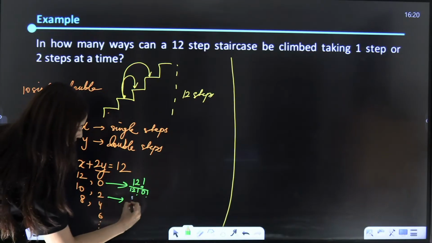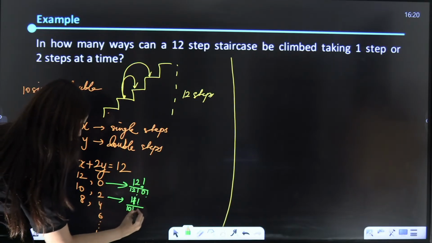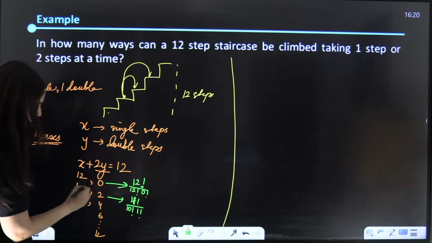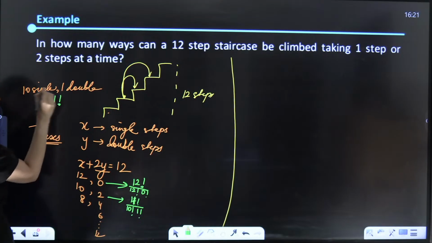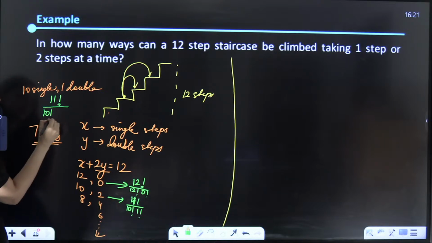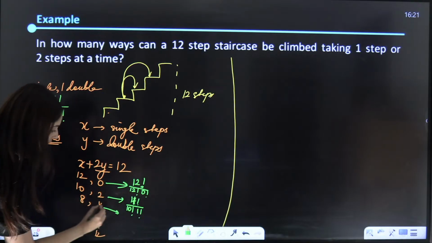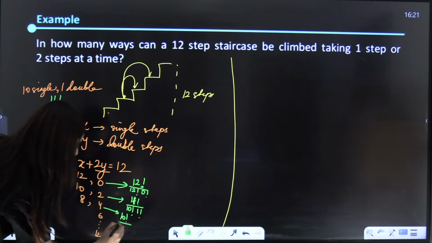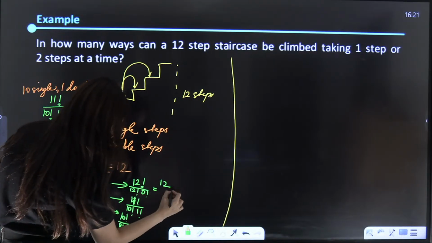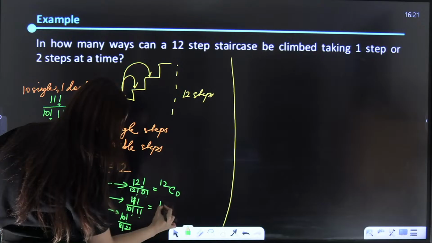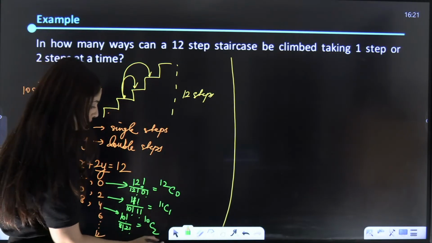For this, we have 11 factorial by 10 factorial, 1 factorial. How did we get this? Because we had 10 single and 1 double. So we had to arrange these. That means we arrange 10 plus 1, divided by 10 single are identical, and then 1. Similarly here we have 8 plus 2, 10 factorial by 8 factorial, 2 factorial. So what is this? This is 12C0, this is 11C1, 10C2, and like this we'll keep adding.